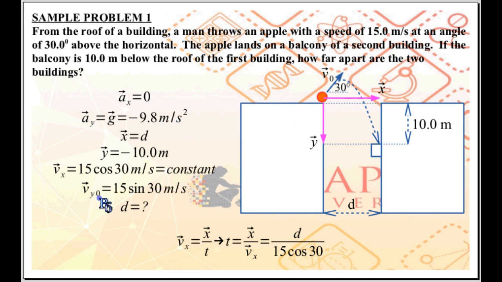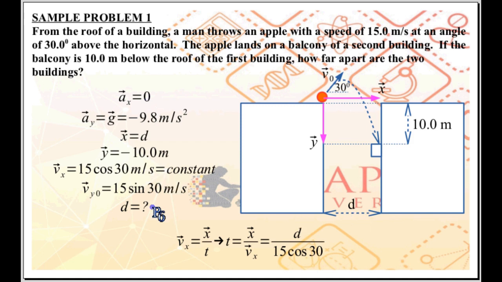On the other hand, for the y component, free fall motion, we have Vy initial, the initial velocity on the y component. Vy is opposite of the 30 degrees, so we use the sine function. So Vy initial is 15 sine 30 meters per second, in the positive direction. So positive 15 sine 30 degrees meters per second. And we are looking for D, the distance D.